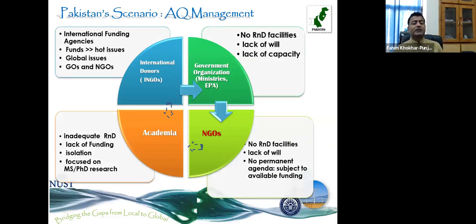This is a quick look at Pakistan's air quality management scenario. Mainly INGOs have to implement international agendas, for instance the Paris Agreement or some other air pollution related agreements. They sometimes provide funding, and they contact government organizations. So in principle, the government organizations are in very good contact with NGOs, but very little, sorry, with academia. Inadequate R&D is happening in the country because there are no R&D facilities with the government organizations and also with the NGOs. Very little R&D is available at the academia level, but they lack funding. So they work in isolation. Their main focus is on paper publication and research pieces. They are working in their capacity, but mainly in isolation.